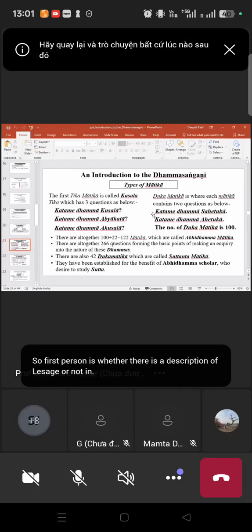So the first question is whether there is a description of kleshas or not. In the Dhammasangani, which we have just discussed, the 100 matikas have been discussed after the 22, in the Nikkhepakanda. They have been discussed under 13 headings: first is the Hetu Gocchaka, after that the Culantara Duka, and after that there are the defilements you are asking about. In Sanskrit it is called klesa, but in Pali it is called kilesa.